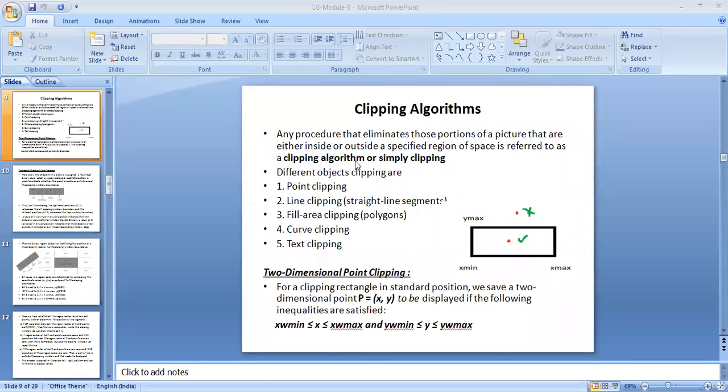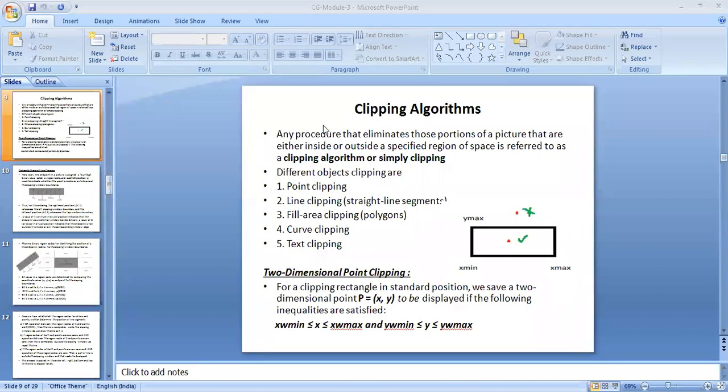They define a clipping algorithm as a procedure. How can we define a clipping algorithm? This is a very important definition that they ask you, and clipping algorithms is a very important concept throughout your lifetime. You will have an important theory question, and also a lab program on clipping algorithms. So clipping means deleting or eliminating the unrequired portion that is in my object.